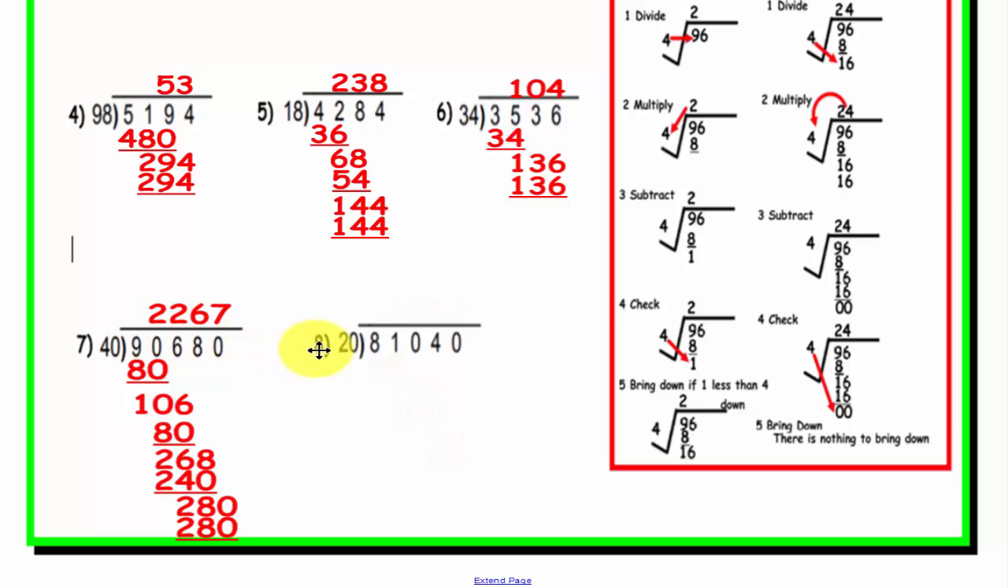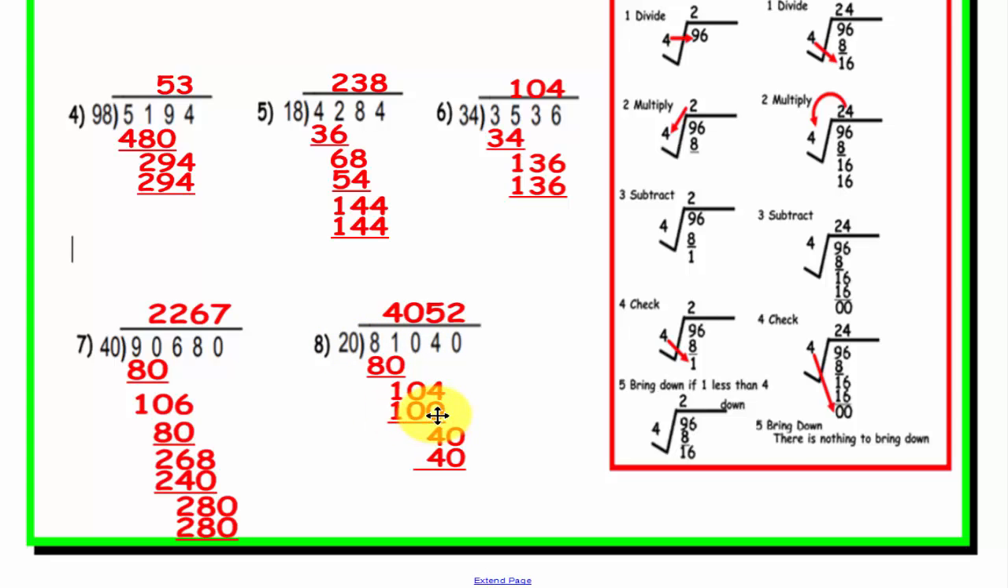Let's look at the last one. 20 going into 81,040. Okay. Does 20 go into 8? Nope. Does 20 go into 81? 4 times. 4 times 20 is 80. 0 from 1 is 1. Bring down the 0. Does 20 go into 10? No. Put a 0 here. Okay, bring down your 4. Does 20 go into 104? Yes, it does. 5 times. 5 times 20 is 100.